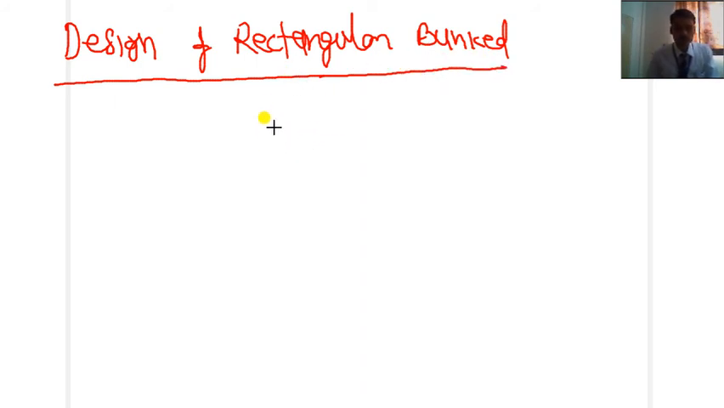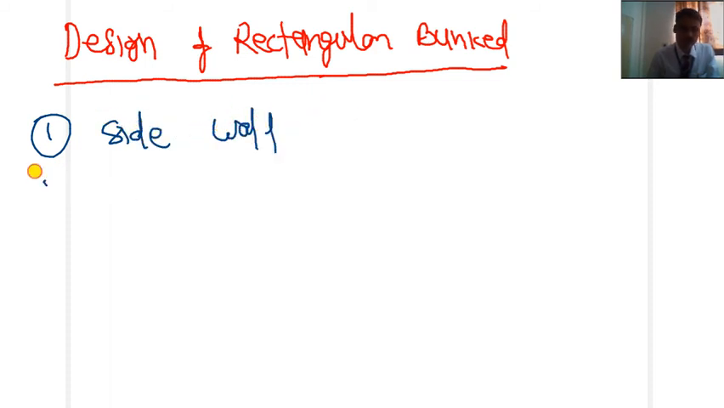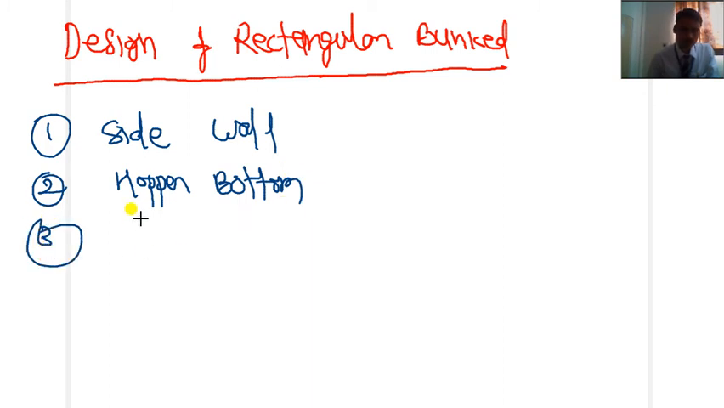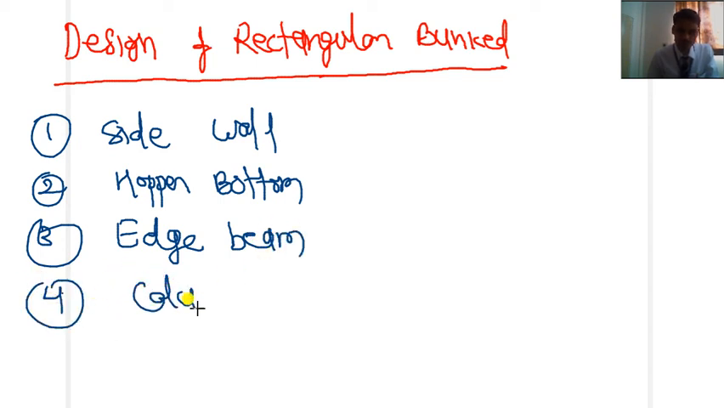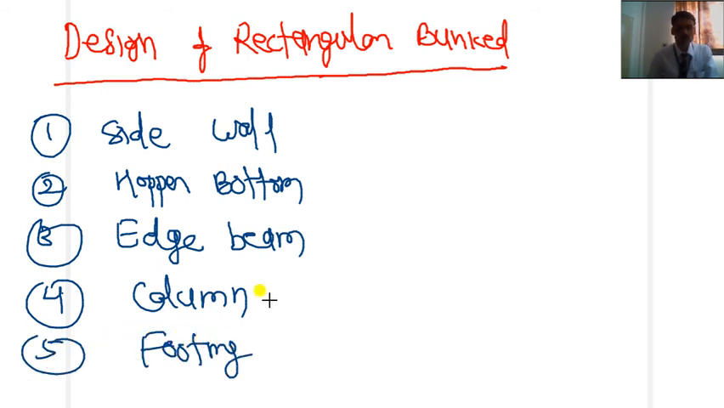So if we are designing a rectangular bunker, basically five components we have to design here. First one is the side wall, second one is the hopper bottom, third one is the edge beam, fourth one is the column, and fifth one is the footing. We have to be aware of the parameters for which these components have to be designed.